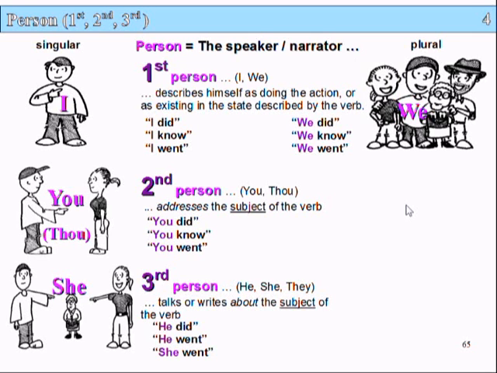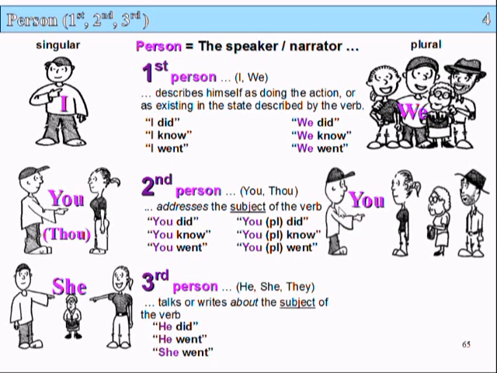And we have the plural versions. So for first person, if it's just one person speaking in the first person, we have in English the word I did, I know, I went. But if we have a group of people that are speaking in the first person, they don't say I, they say we did, we knew, we went. So that's when I use the words I or we in English, I'm using the first person. And if I'm using the terms you or thou, I'm using the second person.